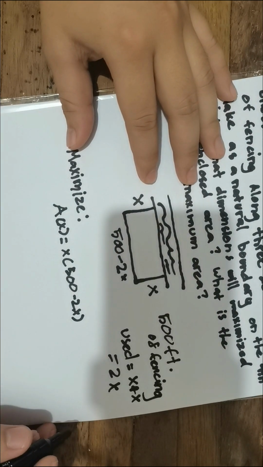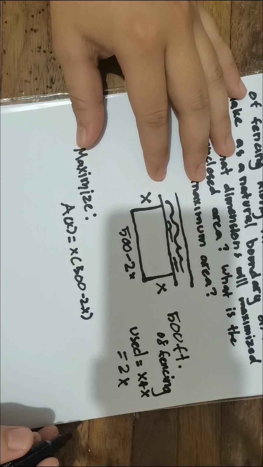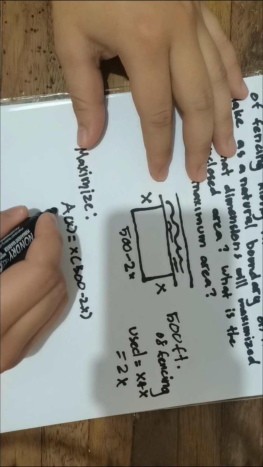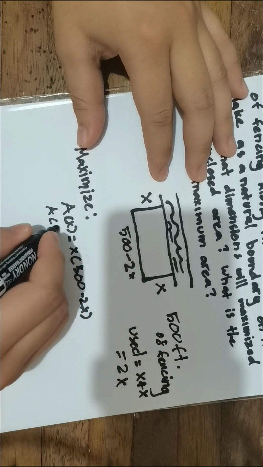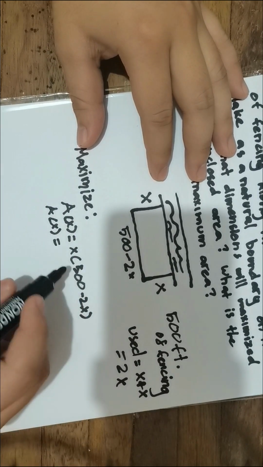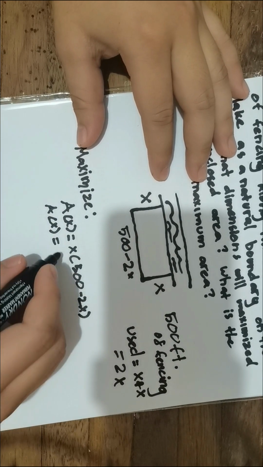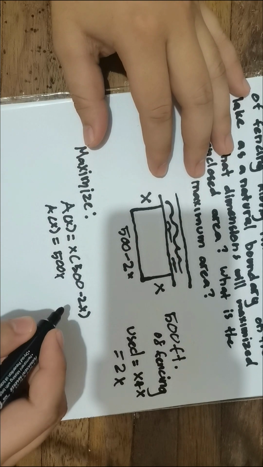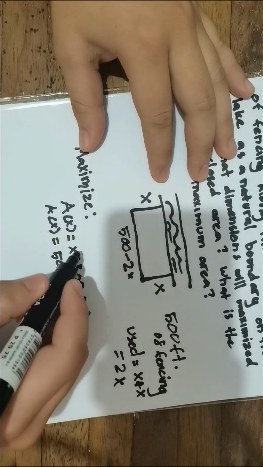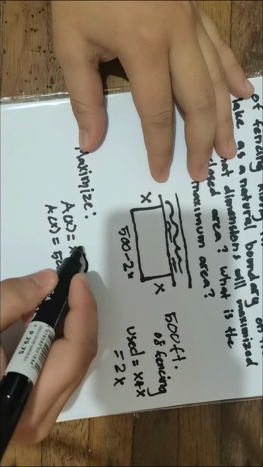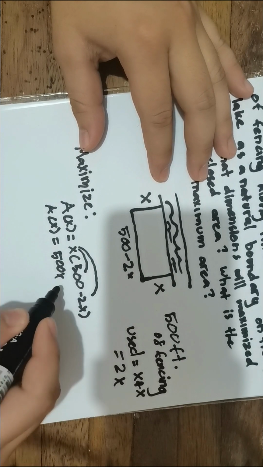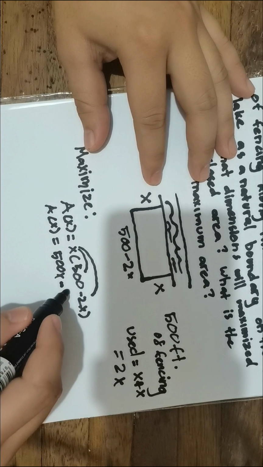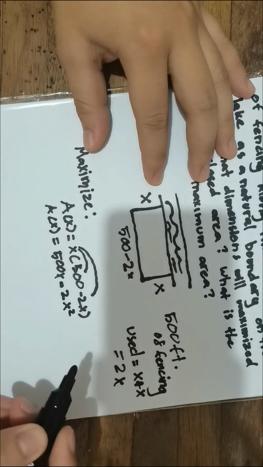After that, we're going to solve it. First, the area of x is equal to x times 500, which is 500x, and x times 2x is equal to negative 2x squared.